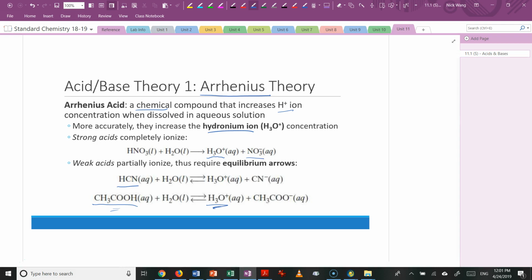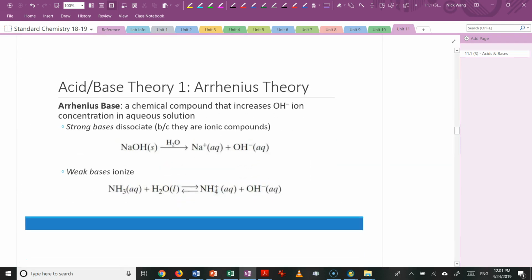Now, this is somewhat intuitive. I think there's some degree of understanding that if you dissolve some of these substances, you're going to generate some H+. You're going to have some hydronium ion in your solution as a result. But this is just very explicitly defining that.